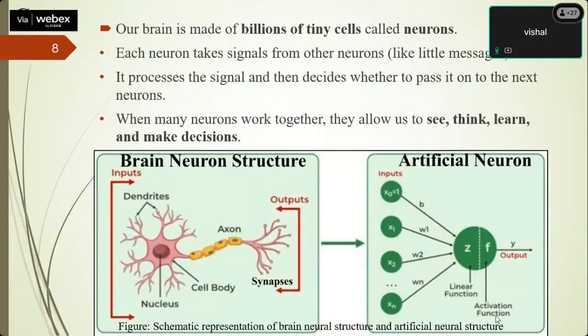If it needs to be passed on to the next neuron, it is passed. It has to take some action. So it processes at the neuron level and further passes to the next neuron. When many neurons work together, they allow us to see, think, learn, and make decisions. So this is the way our brain works.